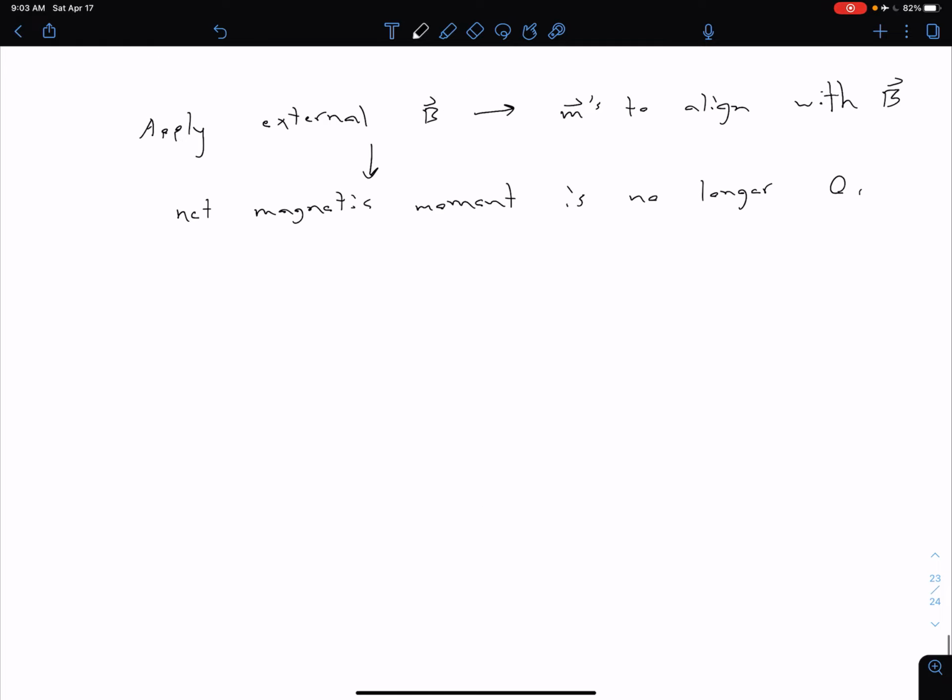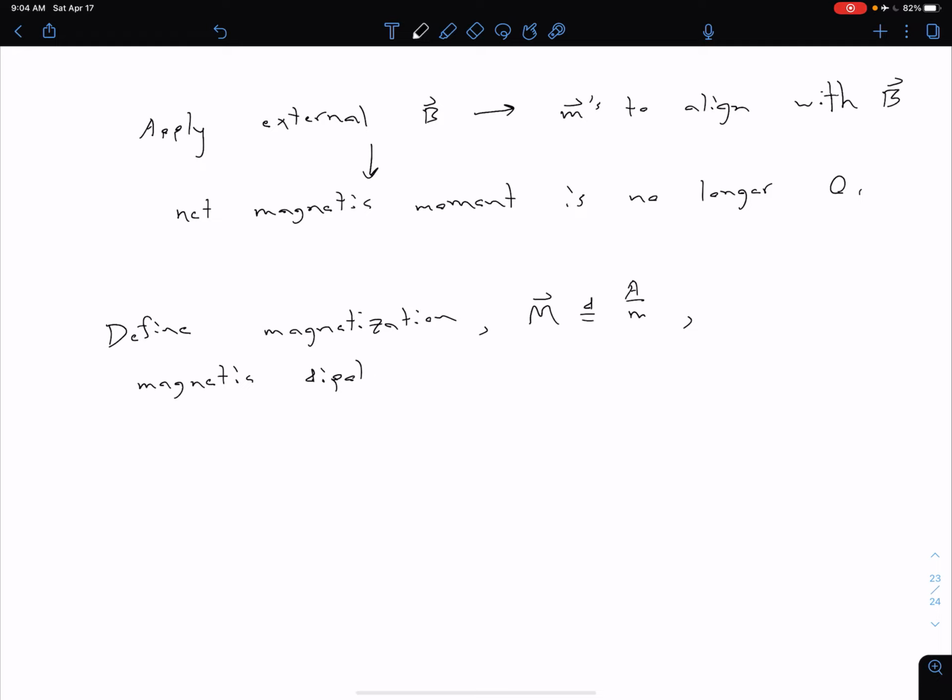Okay, so let's see if we can quantify that with some equations. In order to do that, we're going to define a new parameter as well, similar to how we defined polarization for our electric field effect on materials. We're going to define magnetization, capital M, as opposed to lowercase m, which is dimensionally going to be equal to amps per meter. Ultimately this is going to be equal to the magnetic dipole moment per unit volume. So again, very similar expression as to what we talked about with polarization.